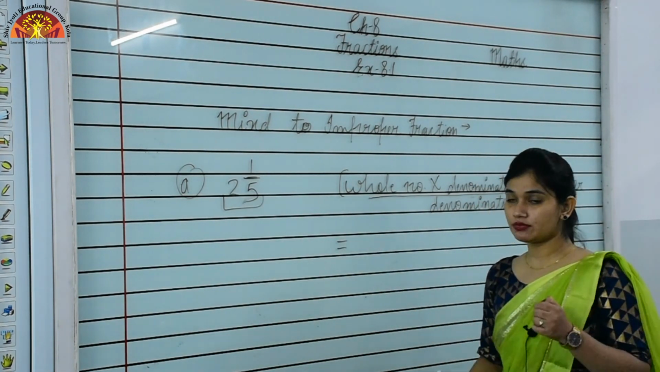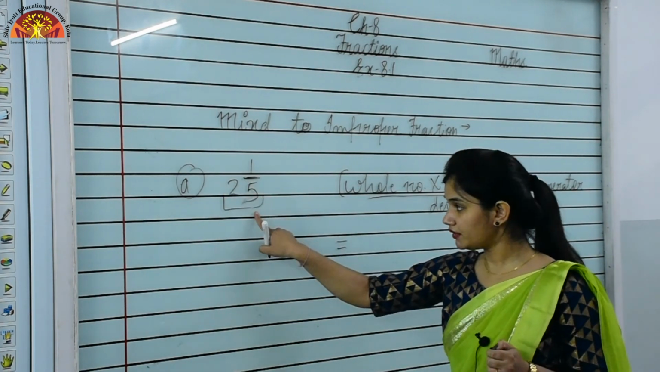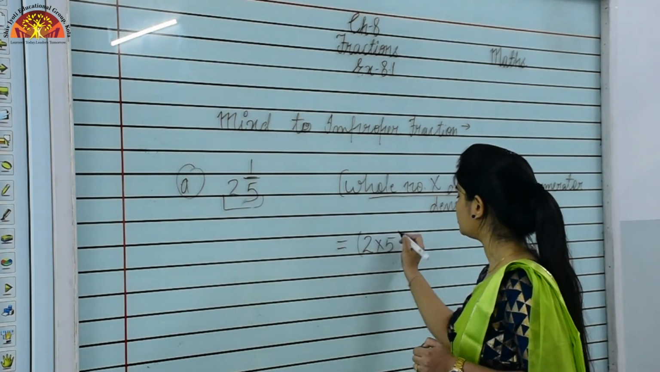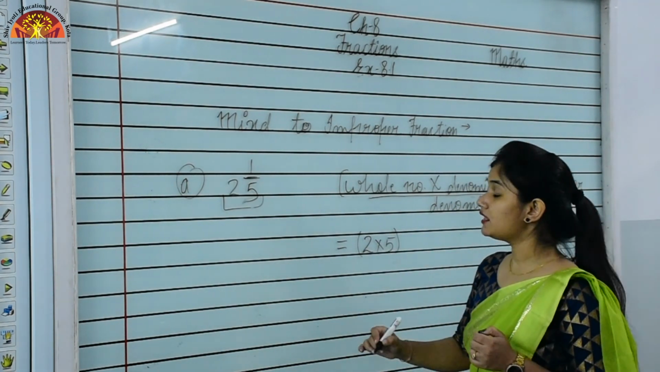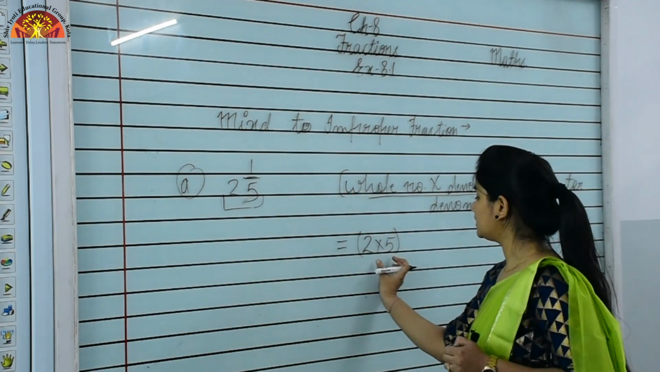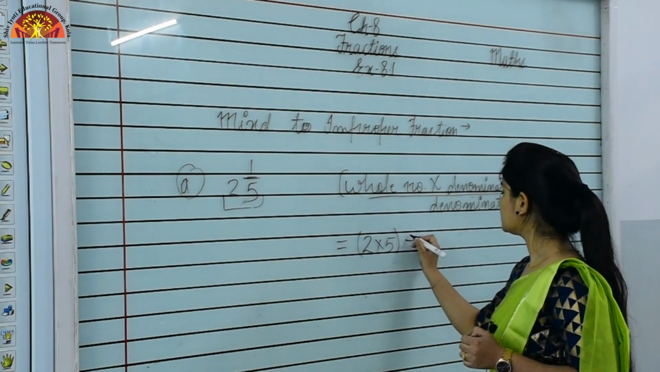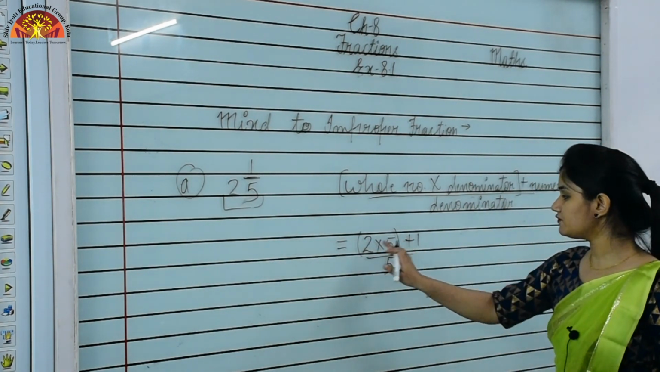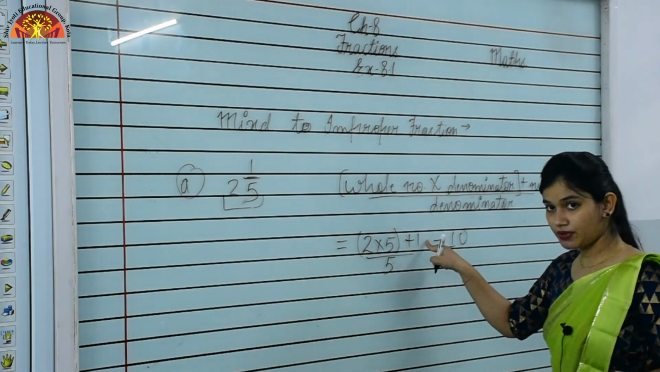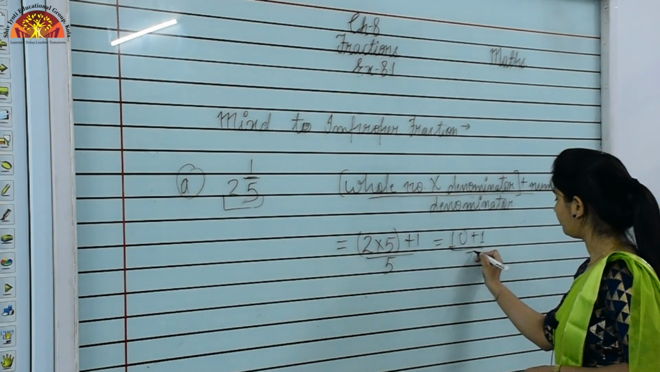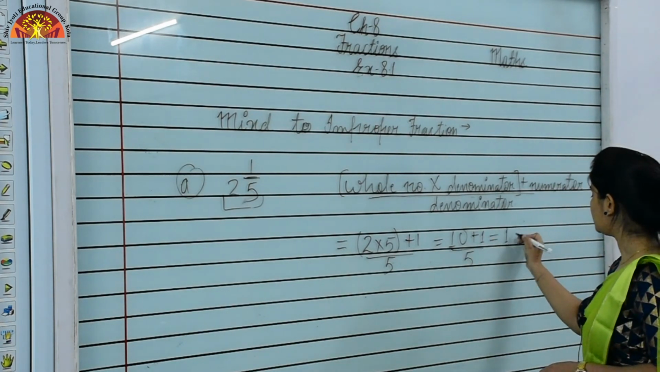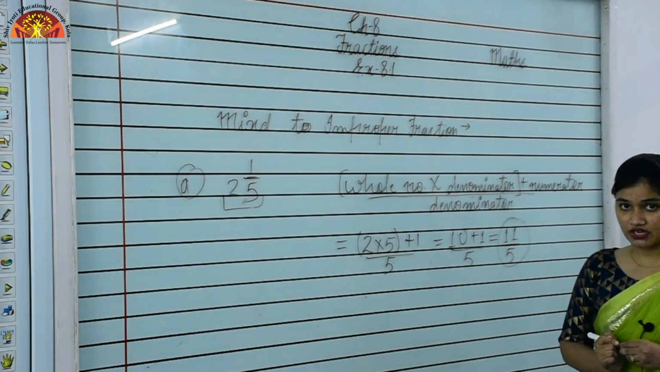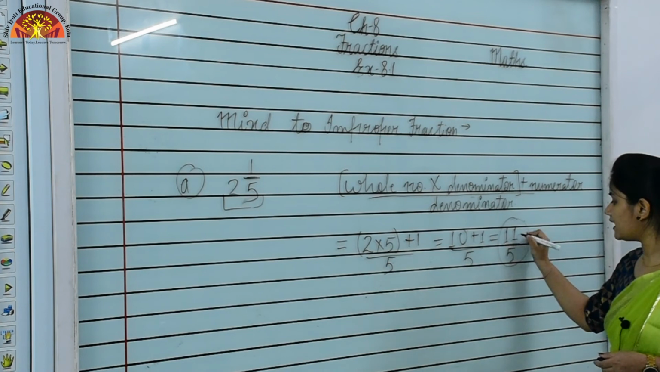So now you have to multiply 5 by 2, the denominator by this whole number. So 2 5s are 10, or you can say 5 2s are 10. Then you have to add the numerator, and the denominator will be as it is. So 5 2s are 10 plus 1 upon 5, and 10 plus 1 will be 11. So 11 upon 5. What is the answer? The answer is 11 upon 5.